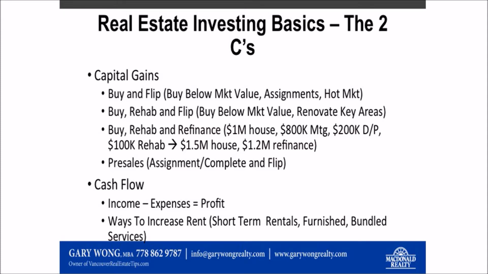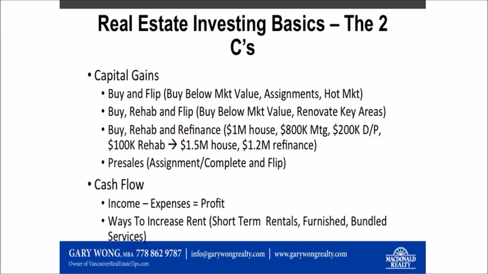Assignments, you can buy it and then you know the market went up, so you assign it to somebody for a higher price. You basically sell your contract. So you buy a property for $1 million, suddenly the market goes up to 1.1, and then you sell the contract to another buyer before the completion. Completion is when you actually pay the seller.